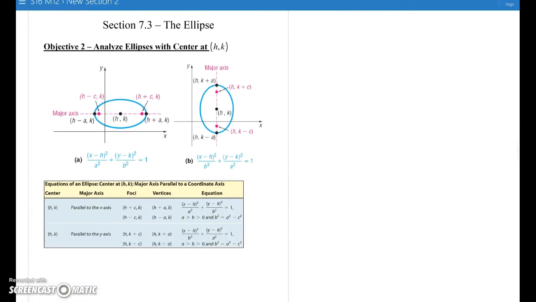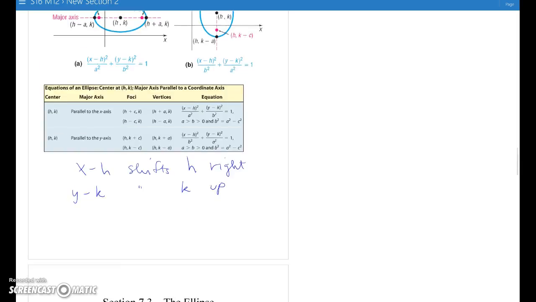Okay, so now we're going to let the center move to the point h, k. The nice thing is all the learning you did with parabolas follows here and works in the very same way. It's x minus h shifts h to the right. So if you have a plus, it means you went left. And you have y minus k shifts k up. So if you have a plus, it means you went downward.